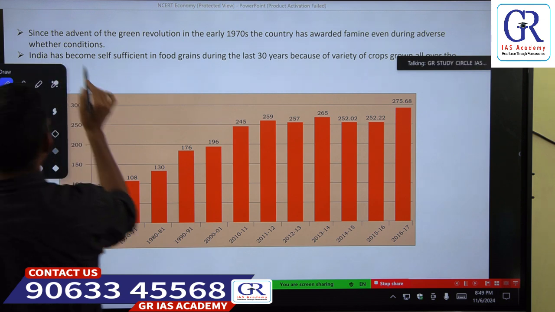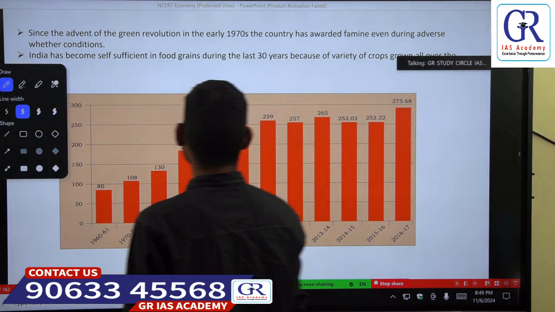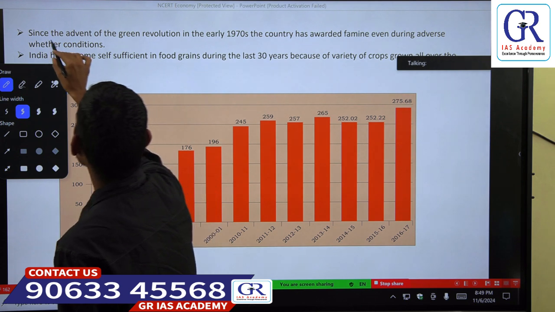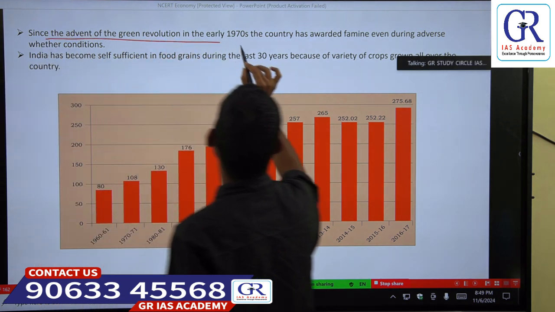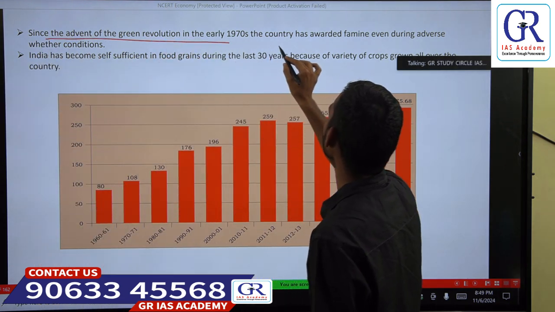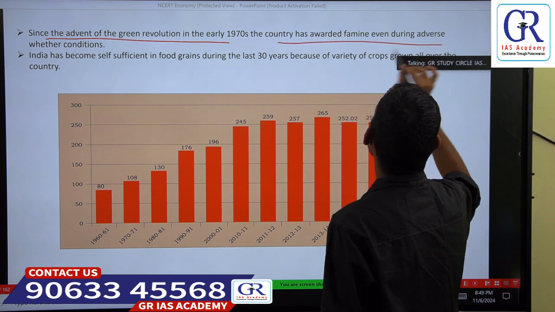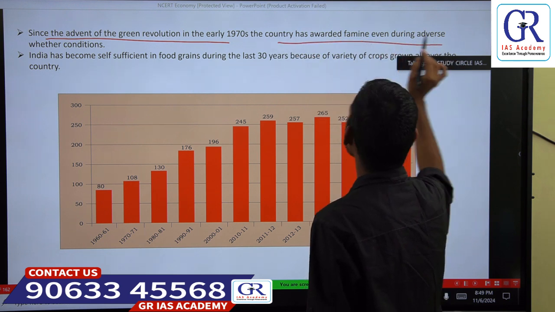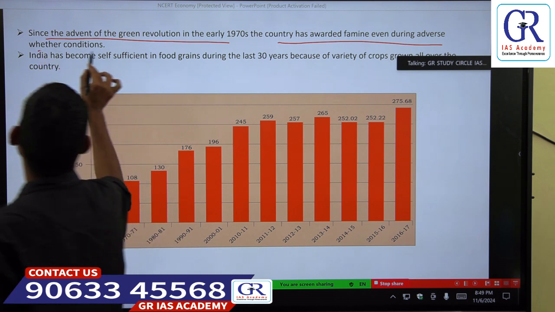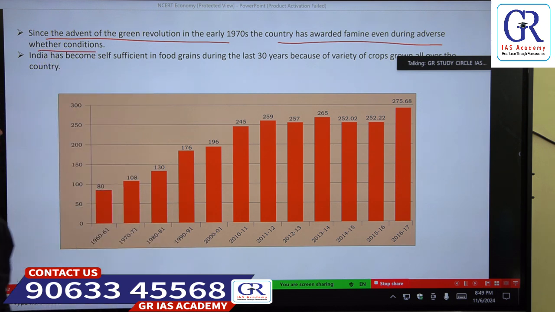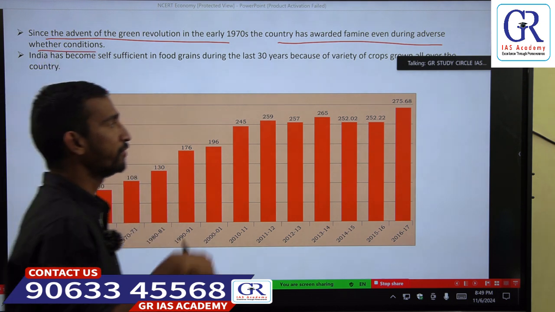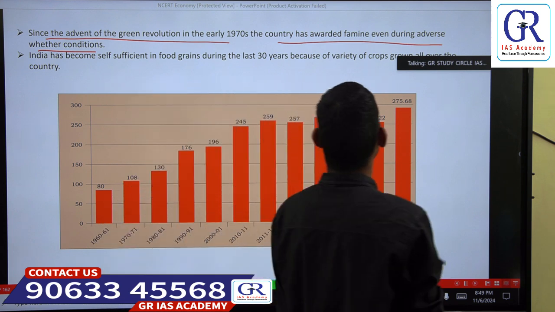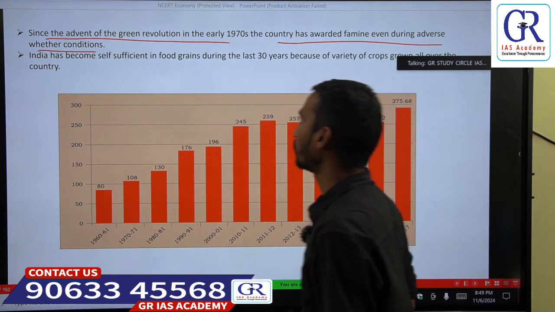Ikkada manam chudochu food grain production. Okay, since the advent of the green revolution in the early 70s, the country has avoided famine even during adverse weather conditions. Green revolution valla 1970s lo adverse conditions unnappatikee kuda production levels improve ayyayi.